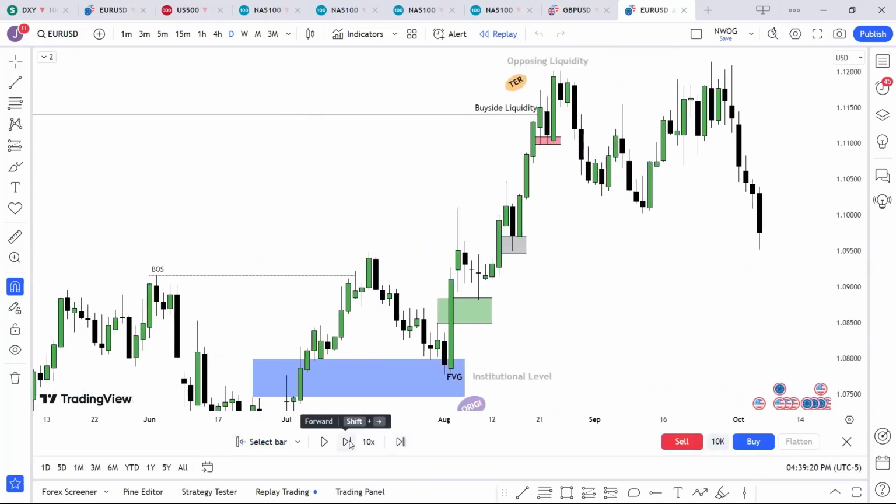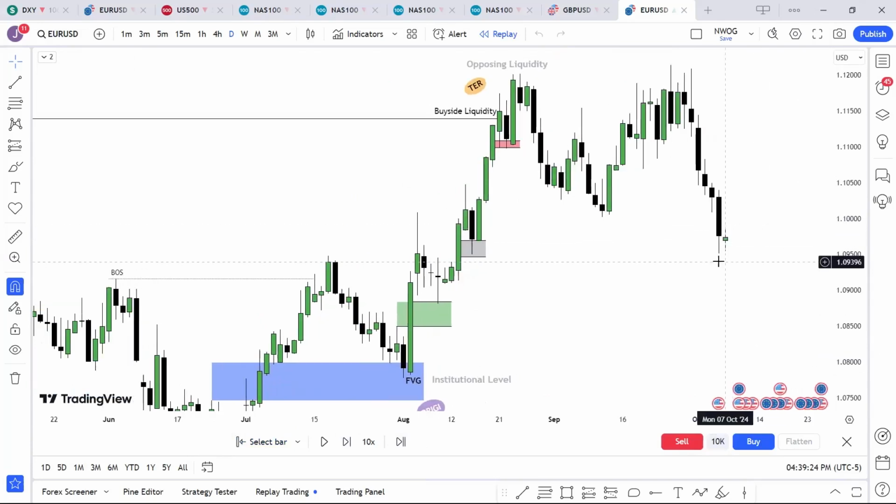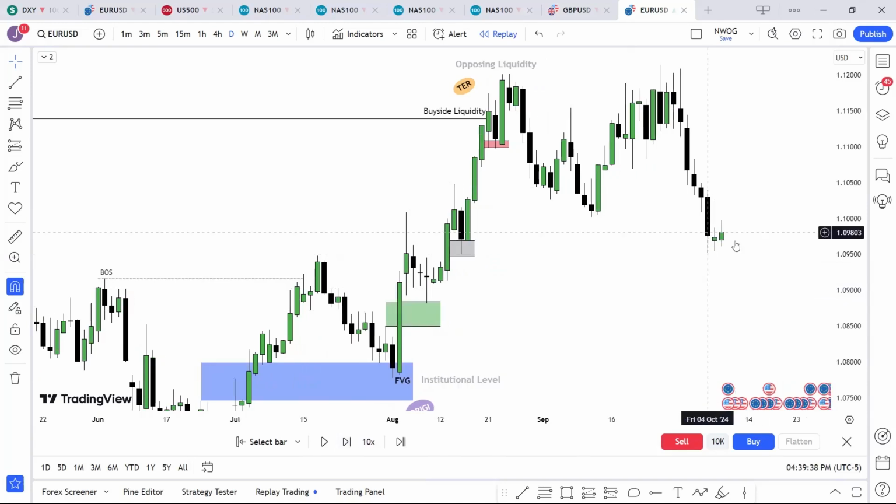So I'm going to play it so that we'll see. You can see Monday, I didn't expand much. Now once Monday is printed like this, I'm expecting that price should do what? Rally into this fair value gap, because price moves from what? External liquidity to what? Internal liquidity. So we can see this happening.